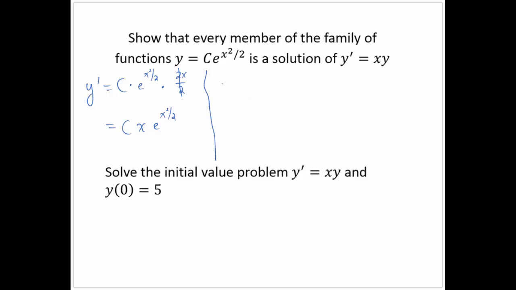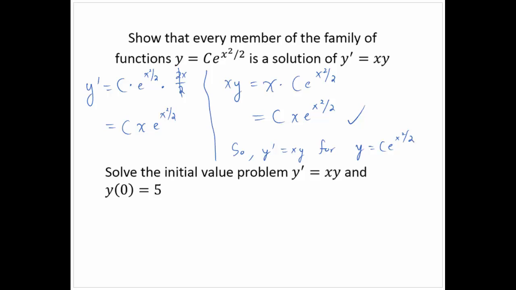Now xy would be x times c e to the x squared over 2, which is also equivalent to c times x times e to the x squared over 2. So that checks out. So y prime equals xy for y equals c e to the x squared over 2. We've just verified that by substitution and a little differentiation.